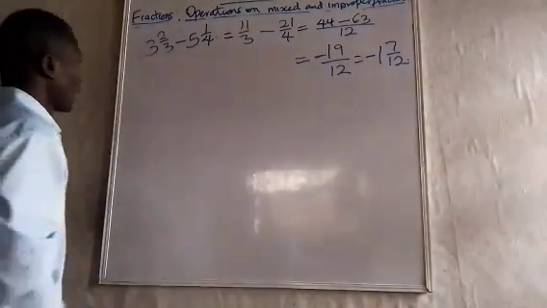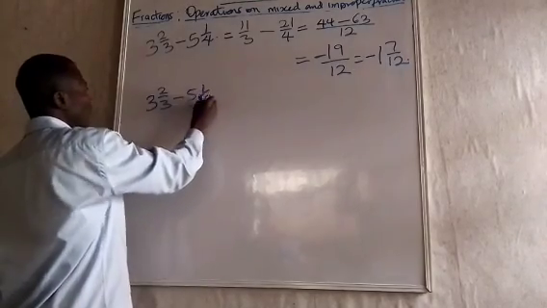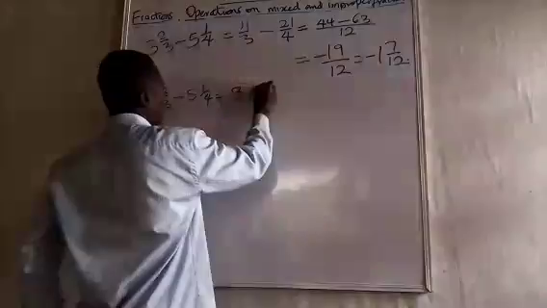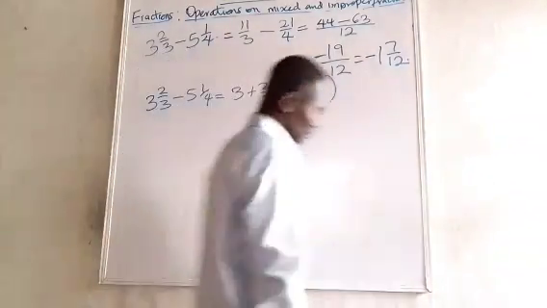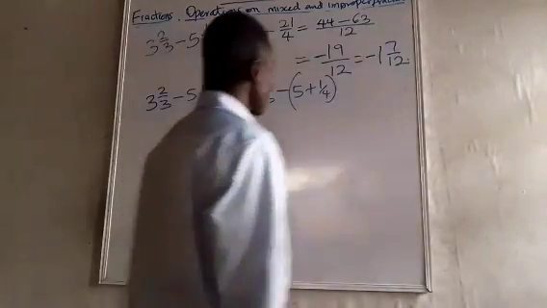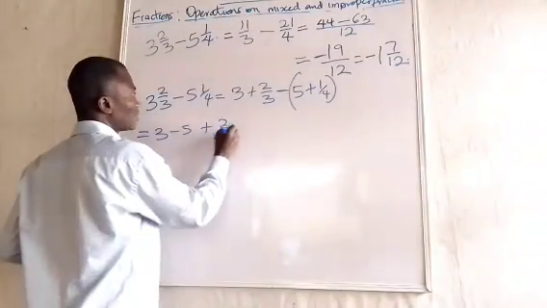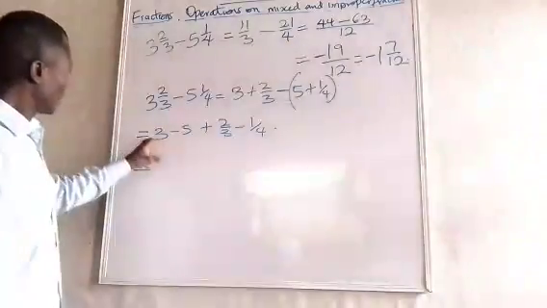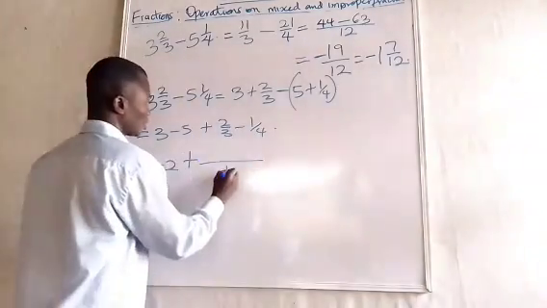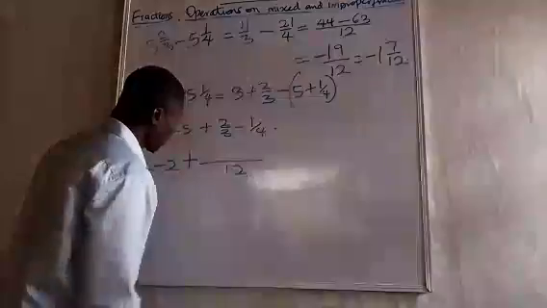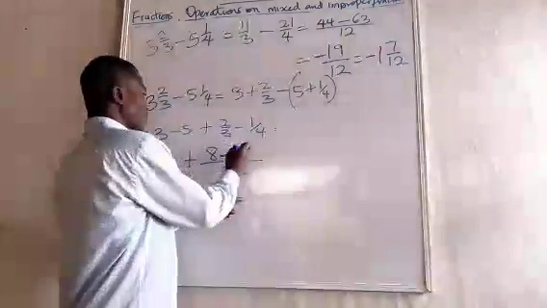Now, if I want to do it direct, let's see how it will look. I have 3, 2 over 3, minus 5, 1 over 4. And that's going to give me 3 plus 2 over 3, minus 5, plus 1 over 4. Don't forget this. So, what does that give me? It gives me 3 minus 5, plus 2 over 3, minus 1 over 4. Don't forget, this one is going to give me minus 2. Let's see what this gives. Plus, this is 12. 3 is 12, 4. 4 times 2, 8. Minus 4 is 12, 3 times 1, 3.